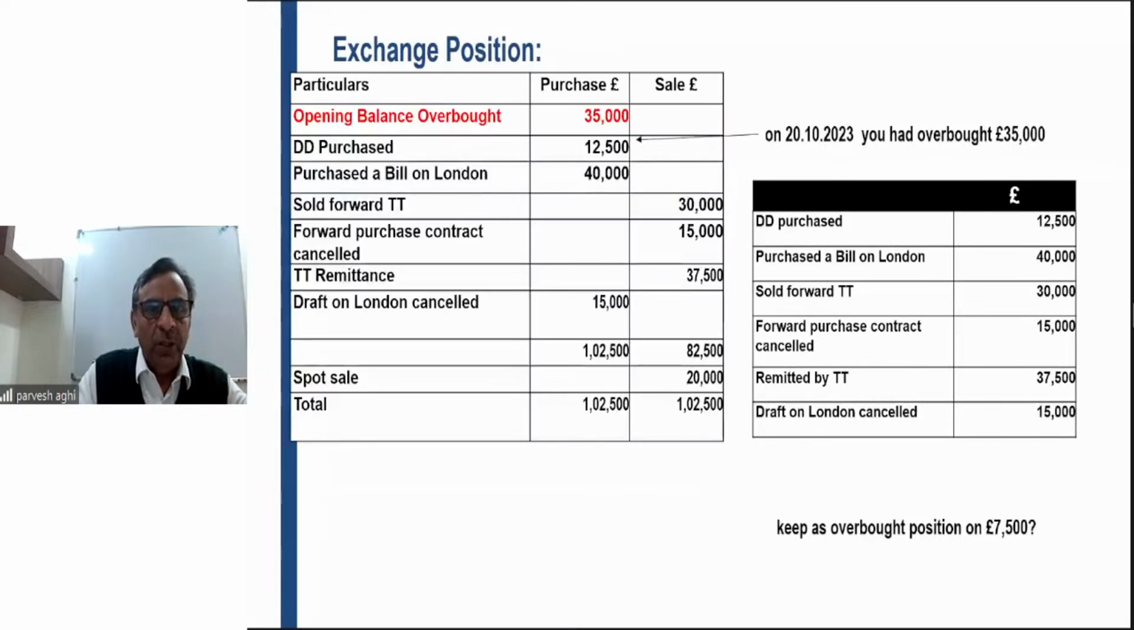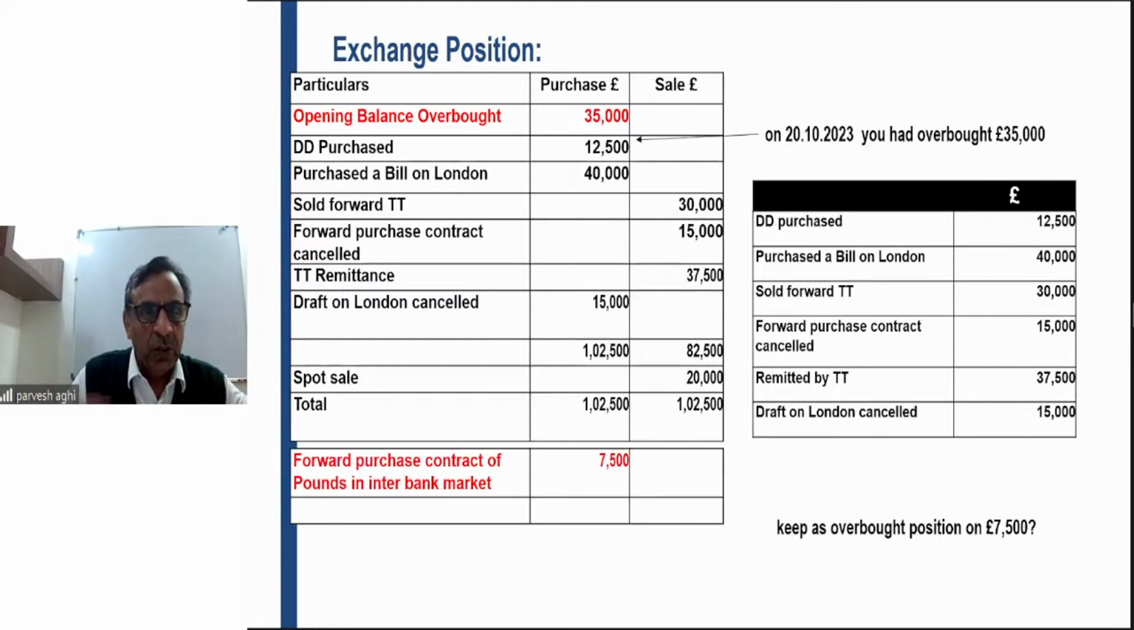Now we come to the exchange position. So you have added the spot sale, because you have sold pounds in the spot market. So your total exchange position will become nil, but you have to keep an overbought position. So that means you will enter into a forward purchase contract of pounds in the interbank market. So this transaction you are going to do on your own behalf, because as per the bank policy, you have to maintain a forward purchase. You have to keep an overbought position. So the moment you do this, your question has been solved.